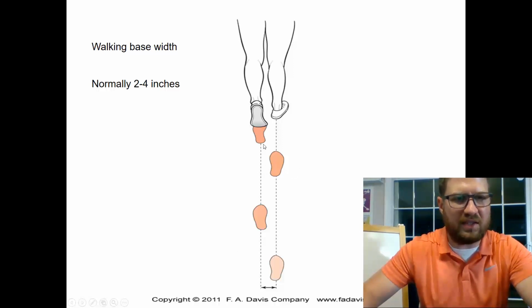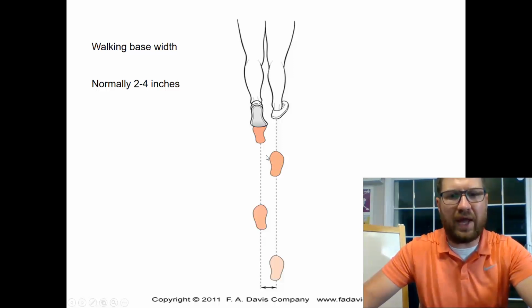Babies have a very waddling gait. Not babies, but like first-time walkers, new walkers. This gait is going to be really wide. Also, elderly, if they're really unstable, will have a wide base of support as well.